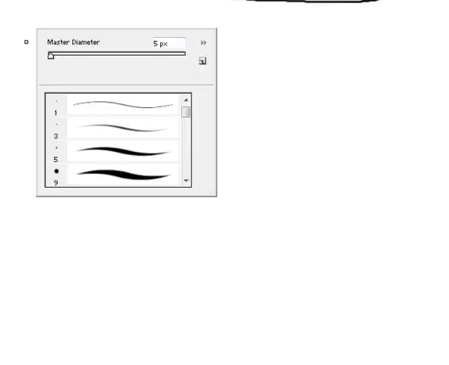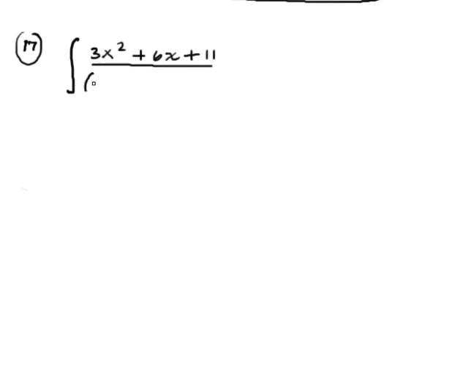Okay, let's look at our next partial fraction integral. Okay, we're looking at number 17. So we have 3x squared plus 6x plus 11 divided by x plus 1 times x squared plus 2x plus 5 dx.